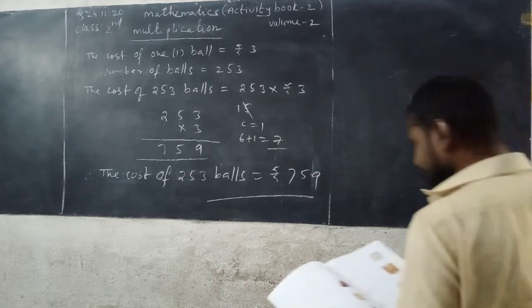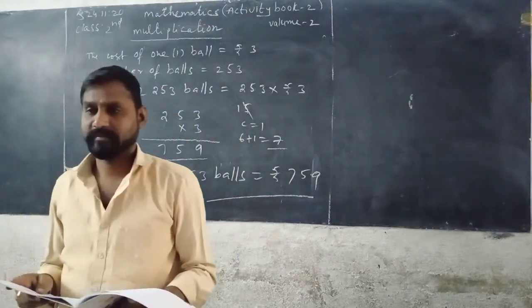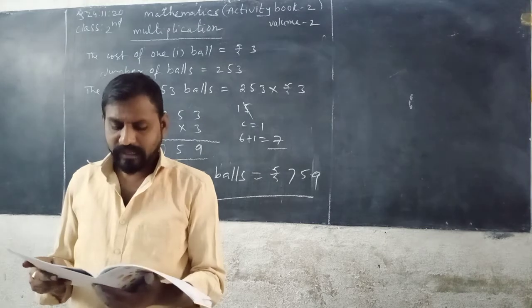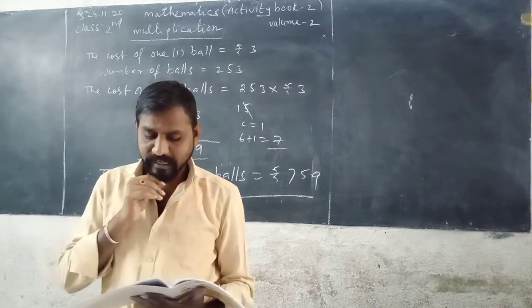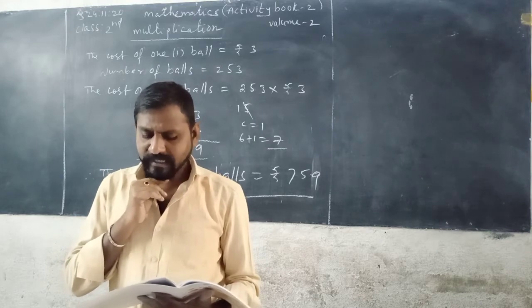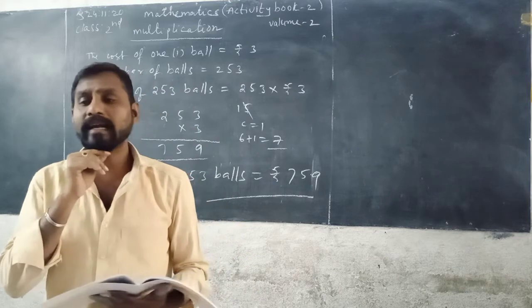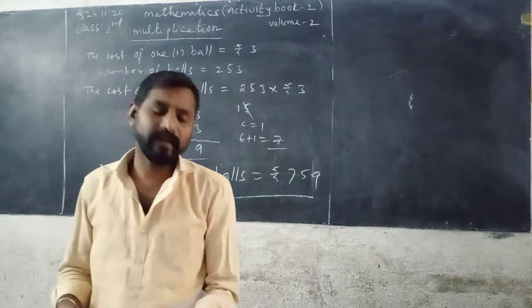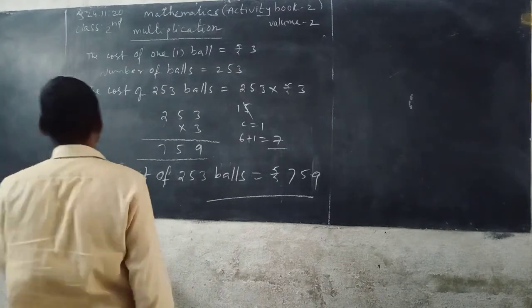See here, there are 36 chairs in a classroom. Okay, there are 36 chairs in a classroom, beta. How many chairs are there in 8 such classrooms? How many chairs are needed for 8 classrooms?